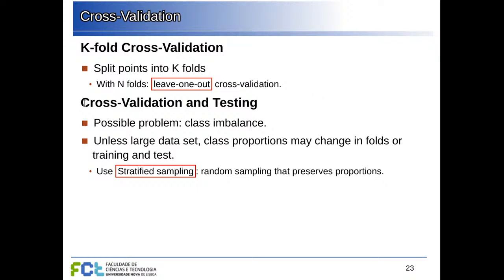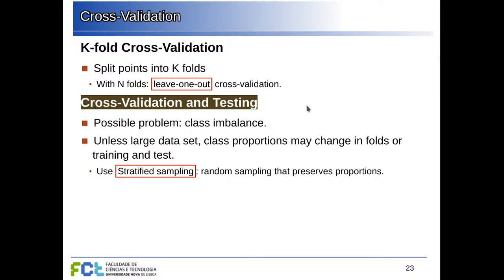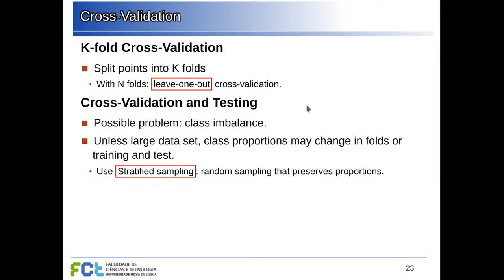One problem that occurs both in validation, cross-validation and testing, but it's especially the case in cross-validation, because you have to split into several folds, is the possibility of having a class imbalance.